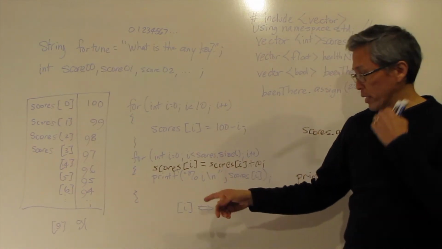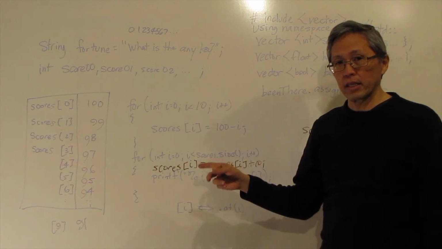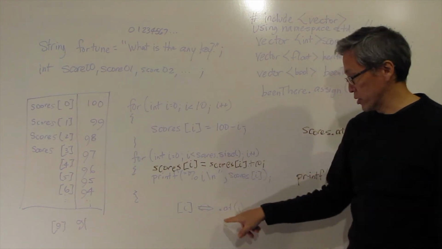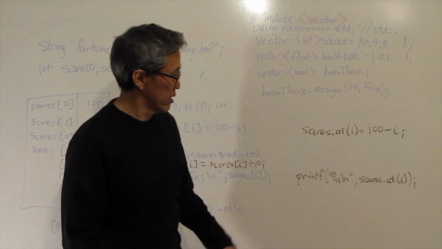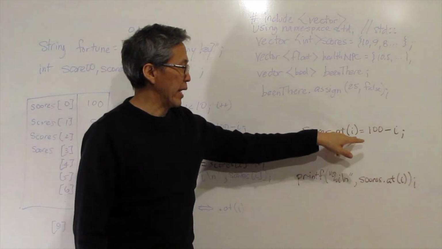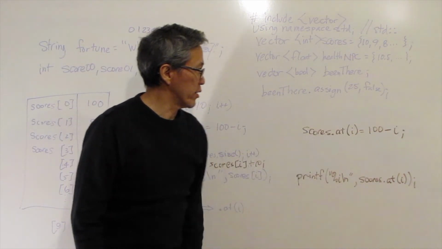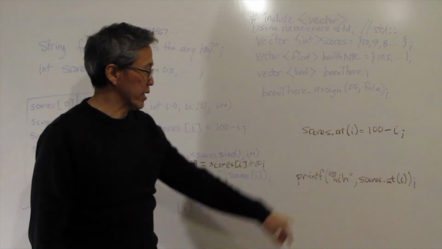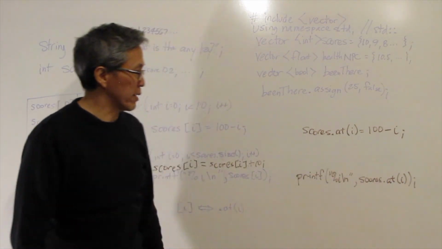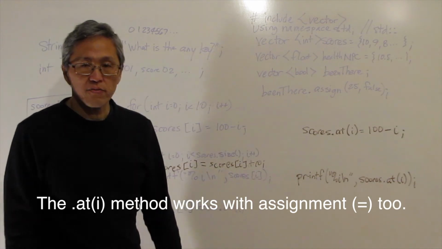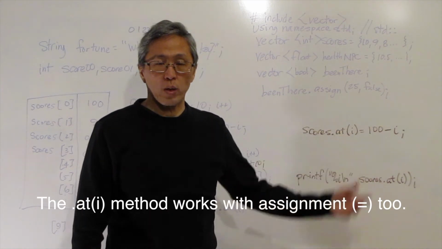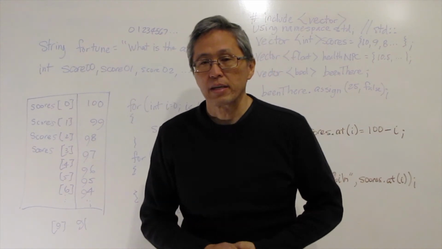Now, you can access each array element by this square bracket notation, or you can also use this .at notation. And I've shown over here, if I replaced this guy with this guy, scores.at(i) is assigned the value 100 minus i, I could do that. I can also do the same thing with the printf. I could do scores.at with the i in the parentheses there. So that's kind of a nice feature, and we've seen that before with strings as well. So it's consistent with the strings in that case as well.